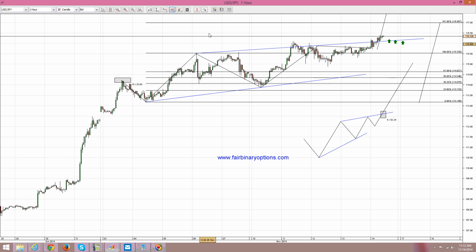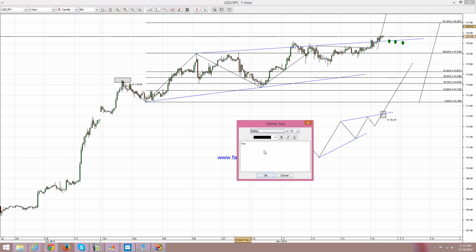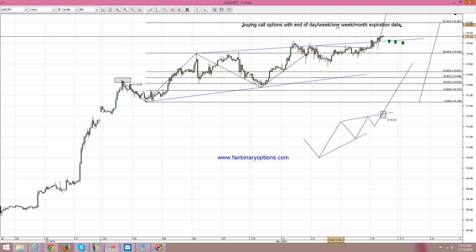This triangle is extremely bullish, not just bullish. So buying call options with end of day, week, 1 week, and even month expiration date, as this baby is normally flying way higher than the current levels.